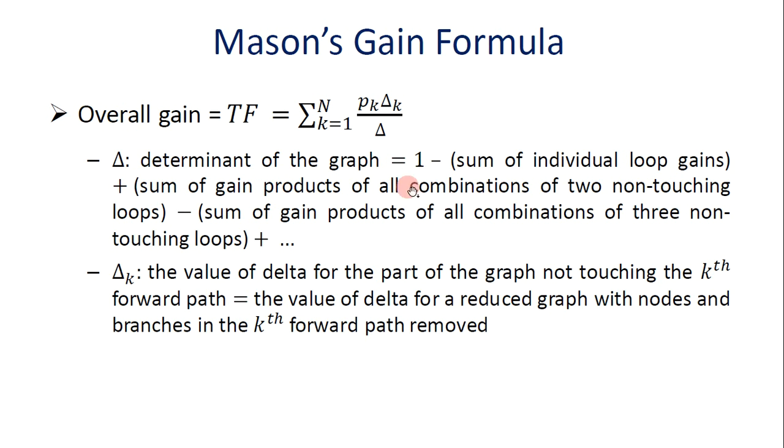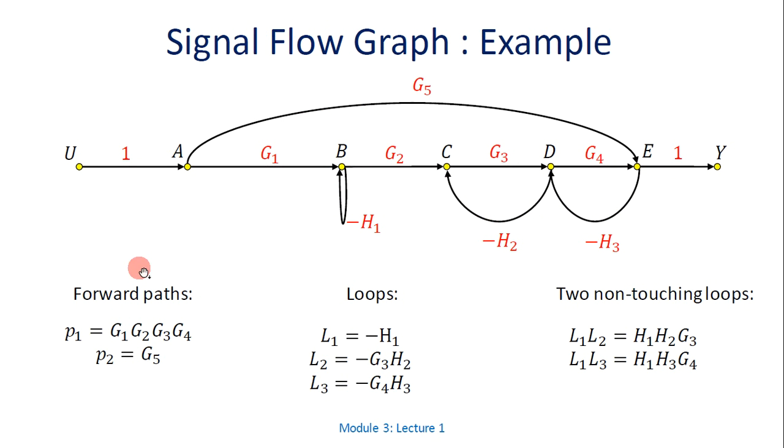So here delta is given by 1 minus the sum of individual loop gains, plus the sum of gain products of all combinations of two non-touching loops, minus the sum of gain products of all combinations of three non-touching loops, plus so on. And I will say how to take the delta k. So delta and delta k are both the same.